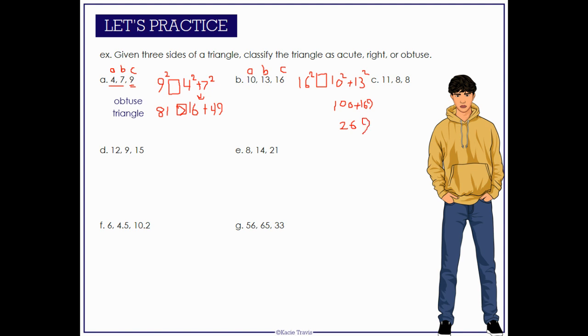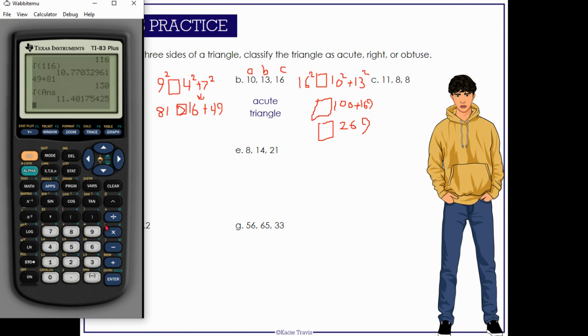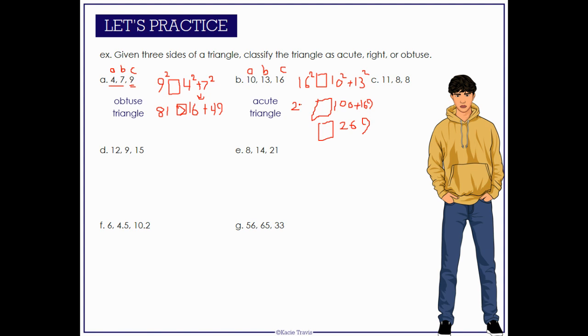All right, 269. Now on the other side, I don't know off the top of my head what 16 squared is, but I do know that it is larger than 225. So let's pull up our calculator just to make sure. All right. Now I know the answer just popped up, but it's always good to do our due diligence. We got 16 squared, which is 256. 256 is obviously less than 269. So because of that, that makes this an acute triangle.